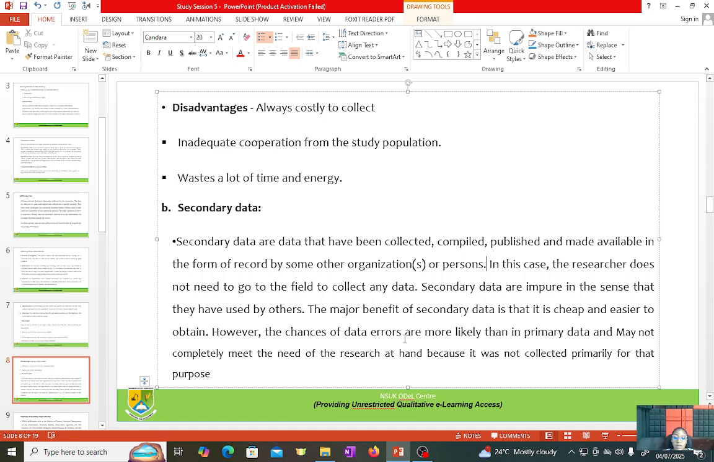However, the chances of data error are more likely than in the primary data, and it may not completely meet the need of the research at hand because it was not collected primarily for that purpose.